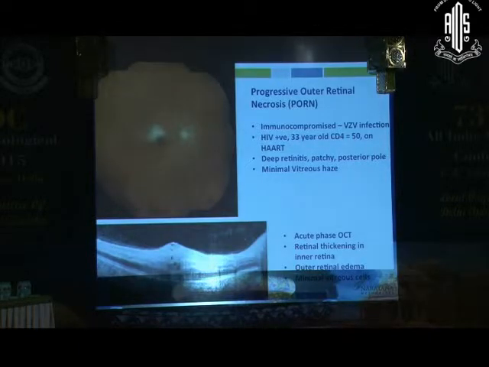Then you get an immunocompromised patient, HIV positive, and this is a common condition in them that progresses very rapidly. And here you want to know that this is the inner retinal thickening. And if you can look from the side screens, because you can't see lower here, the outer retina still has edema. So again, this is inner retinitis with outer retinal changes.